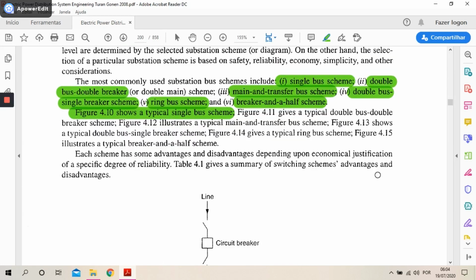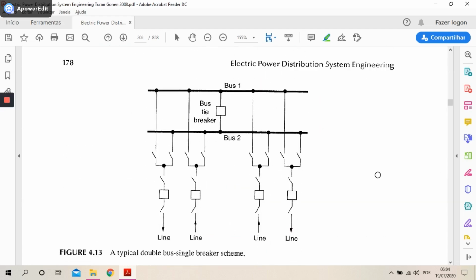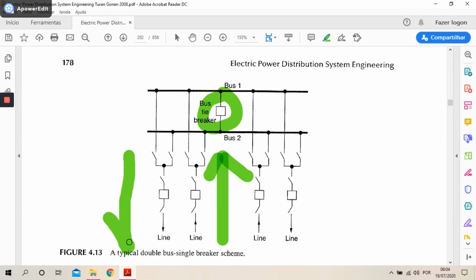Figure 4.13 shows a typical double bus single breaker scheme. You see two buses here and one tie breaker between them, and here you have other breakers with disconnecting switches here. The incoming line will be here, this way, and the outgoing line will be this way here.